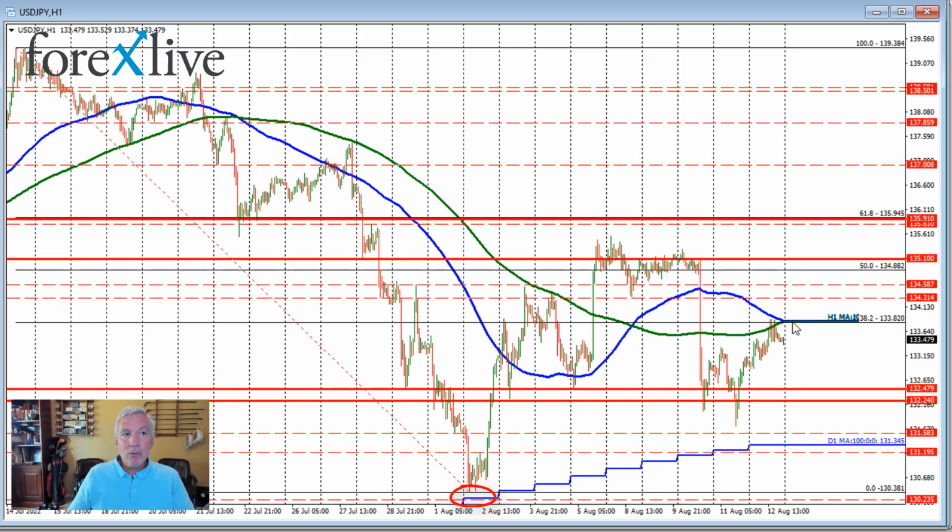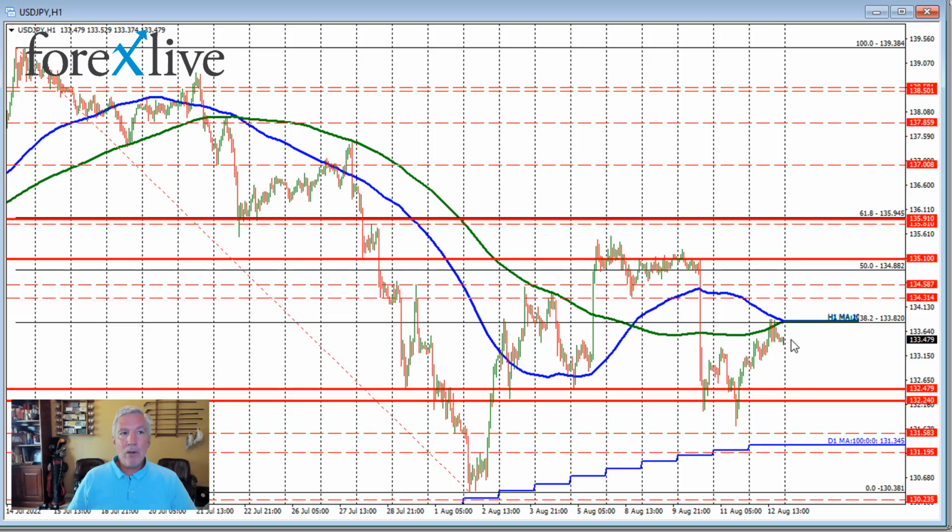Now, on the top side, what do we have here? We have the 100 and 200-hour moving averages converged near the 38.2% retracement of this move to the downside. So we have 1, 2, 3 technical levels in play at 133.82. That level is going to be a key barometer in the short term. If we're able to get above that level, that would increase the bullish bias. I would look for higher levels from a technical perspective. The buyers would be making a play to the upside.